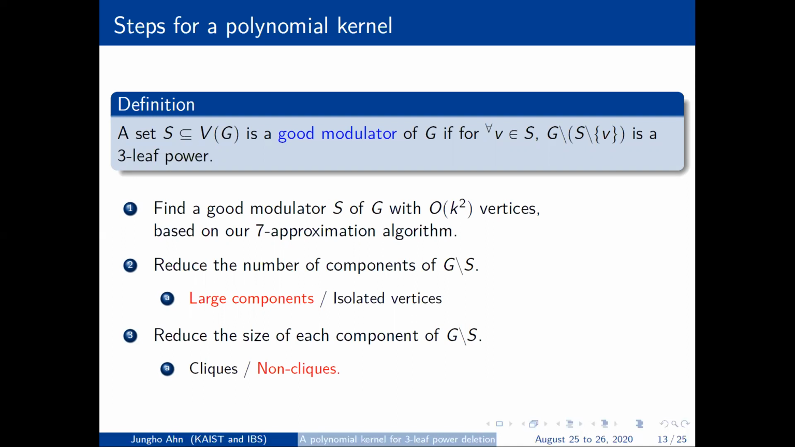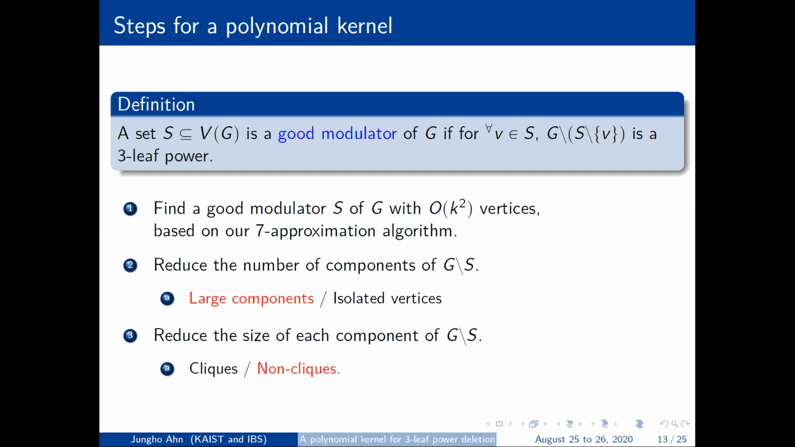We say that a vertex set S is a good modulator of G if for every vertex v in S, G delete S minus v is an ell-leaf power. In our paper, we present a constant approximation algorithm for the ell-leaf power deletion problem, and based on this algorithm, we can find in polynomial time a good modulator S of G with big-O of k-squared vertices. Since the size of S is already polynomial in k, it suffices to reduce the size of G delete S. So to do this, we first reduce the number of components of G delete S in two steps.